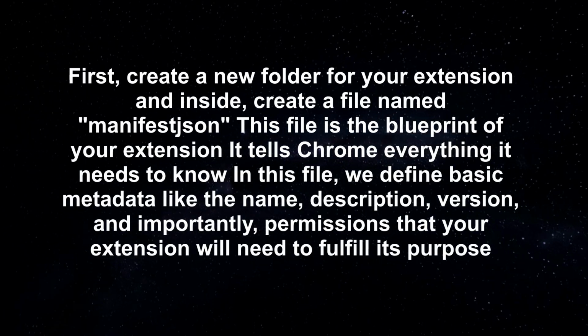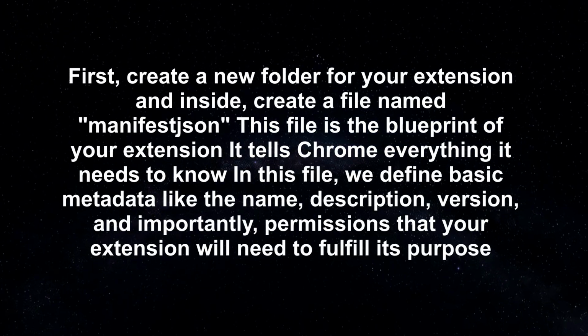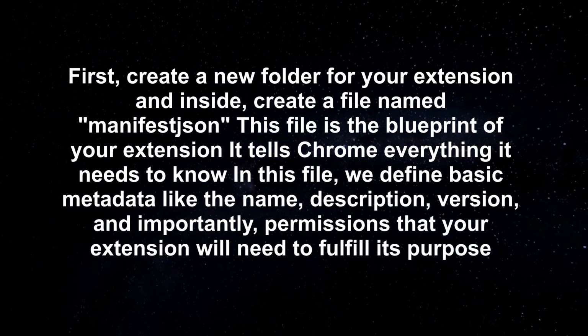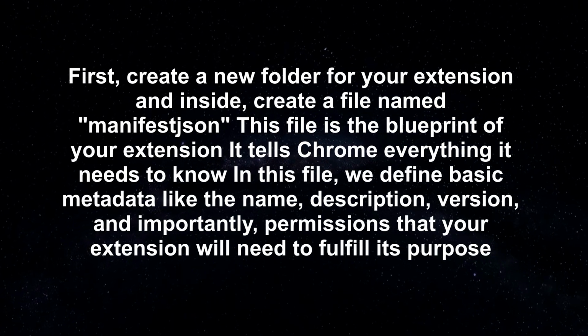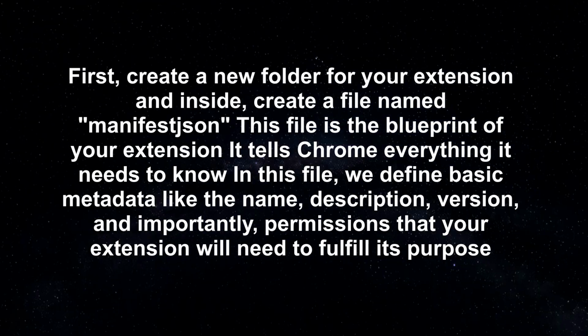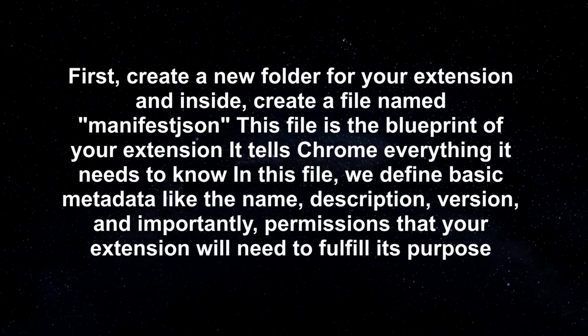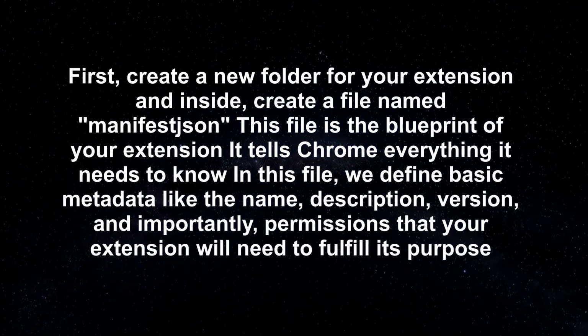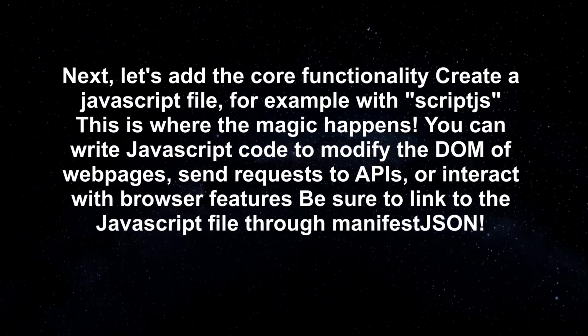First, create a new folder for your extension and inside, create a file named manifest.json. This file is the blueprint of your extension. It tells Chrome everything it needs to know. In this file, we define basic metadata like the name, description, version, and importantly, permissions that your extension will need to fulfill its purpose.